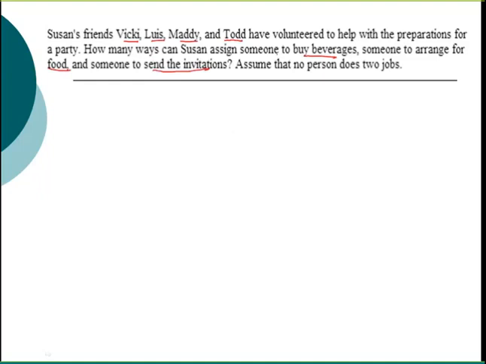So let's just make sure I had that. Someone to buy beverages, that's 1 job. Someone to arrange for foods, 2 jobs, and then someone to send invitations. So there's only 3 jobs, 4 different people. So of the 4 people, we are only grouping 3 of them. Now, if you've watched the other lessons, you'll know that there is an order because there's specific job titles. So this is a permutation, not a combination. So we're selecting, of the 4, a group of 3.